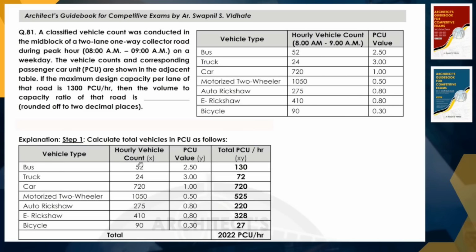So 52 multiplied by 2.50, we will get the value as 130. So you will just multiply these figures and you will get the total PCU per hour for each vehicle type. So the total PCU in that particular peak hour of 8 a.m. to 9 a.m. will be 2022 PCU per hour, right? We have just multiplied these figures and then calculated the total PCU by doing the addition. So 2022 passenger car unit per hour is the total volume.